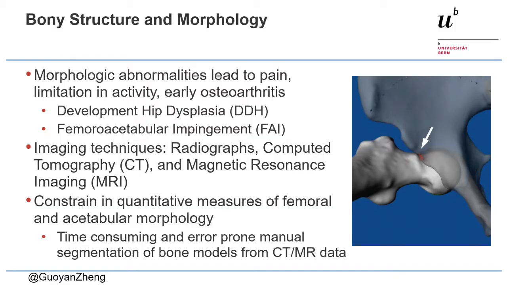Everyone knows here that morphological deformity leads to pain, limitation in activities, and also early osteoarthritis, like DDH and FAI. I think imaging technology like radiograph, CT, and MR are often used for diagnosis and intervention. However, for clinical routine usage, they are constrained. Their usage in quantitative measurement of femur and acetabular morphology is constrained by time-consuming and error-prone manual segmentation.